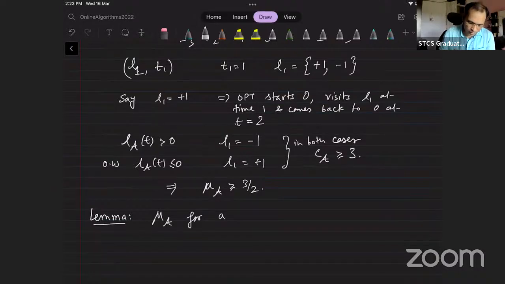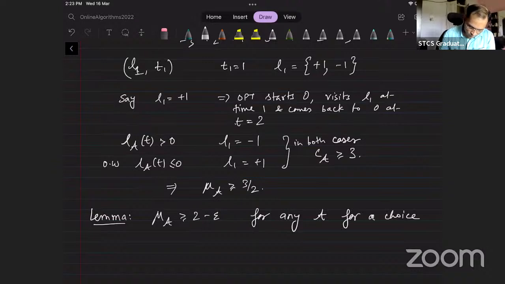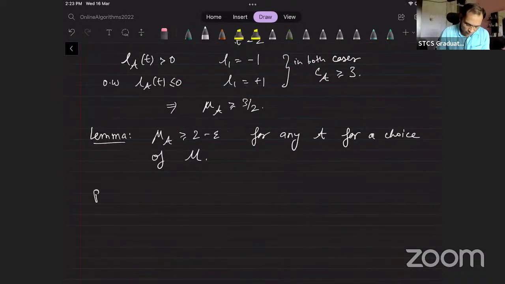any, or other, let's write this, greater than 2 minus epsilon for any A for a choice of M. For each M, you might get a different answer for the competitive ratio or the lower bound. What we are saying is there exists a metric space for which any algorithm A, for the moment deterministic, has competitive ratio greater than 2 minus an epsilon. But once I make the picture, the proof should be clear.